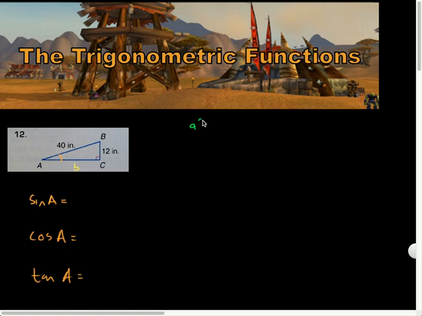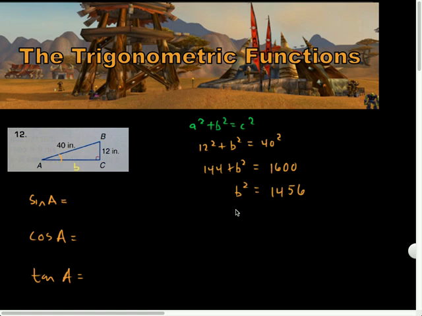So I'm going to use some classic a squared plus b squared equals c squared and just solve that real quick. So I would have 12 squared plus b squared equals 40 squared. 12 squared is 144 plus b squared equals, let's see, 1600. Is that right? So subtract 144 from both sides, and that's going to be 1456. So 1600 minus 144, and then square root both sides.